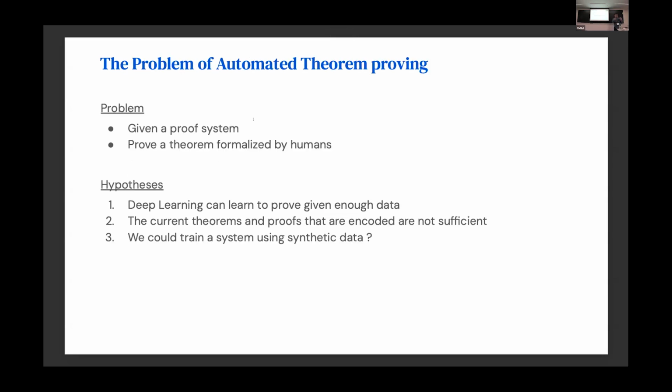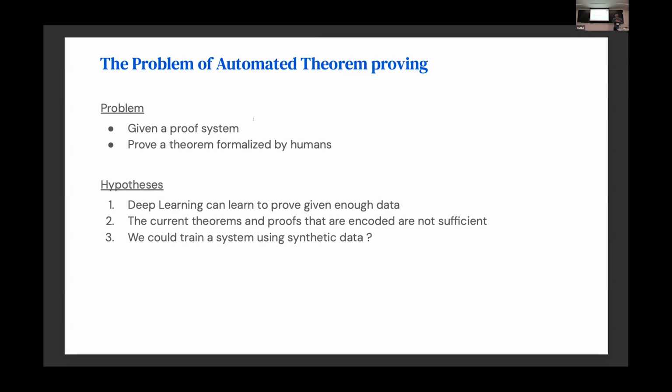So just to get warmed up, I'm sorry if people here are experts in logic. I am not, but I will give a brief background of how first order logic systems work and what our setting is. Basically, you are given a proof system which has certain rules, what you are allowed to do. And you have to prove a theorem which is formalized by humans. You take a mathematical theorem, formalize it in first order logic, and then there is a proof system. I will come to the details of what a proof system is.